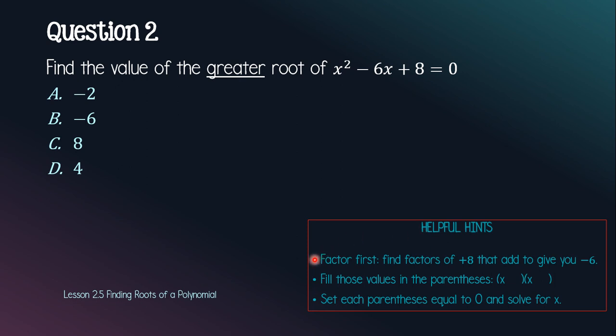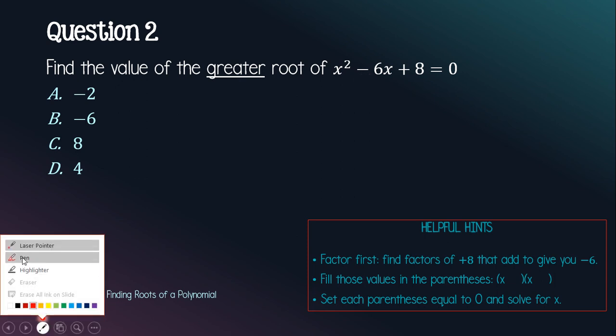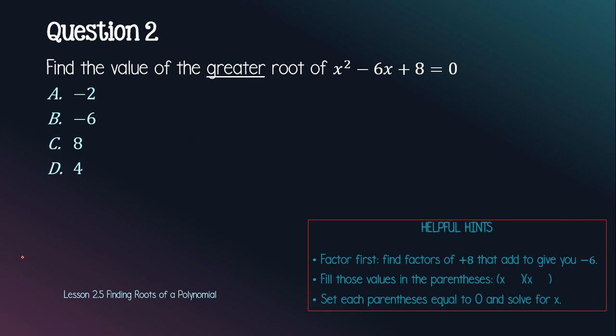So my first helpful hint says to factor first. So we want to find factors of positive 8, that's that last term, that add to give me my middle term of negative 6. So if we think about factors of positive 8, I think of 1 and 8, and I think of 2 and 4. Those are my factors.